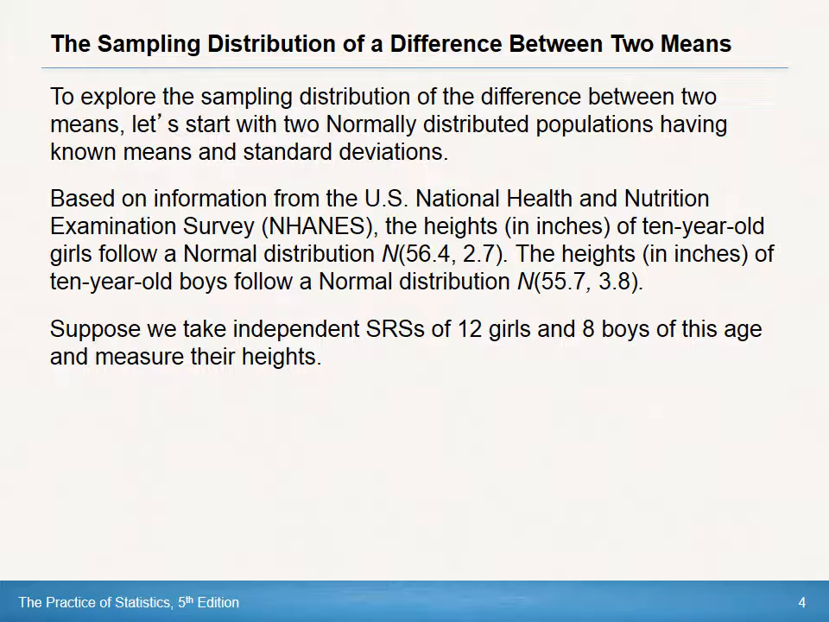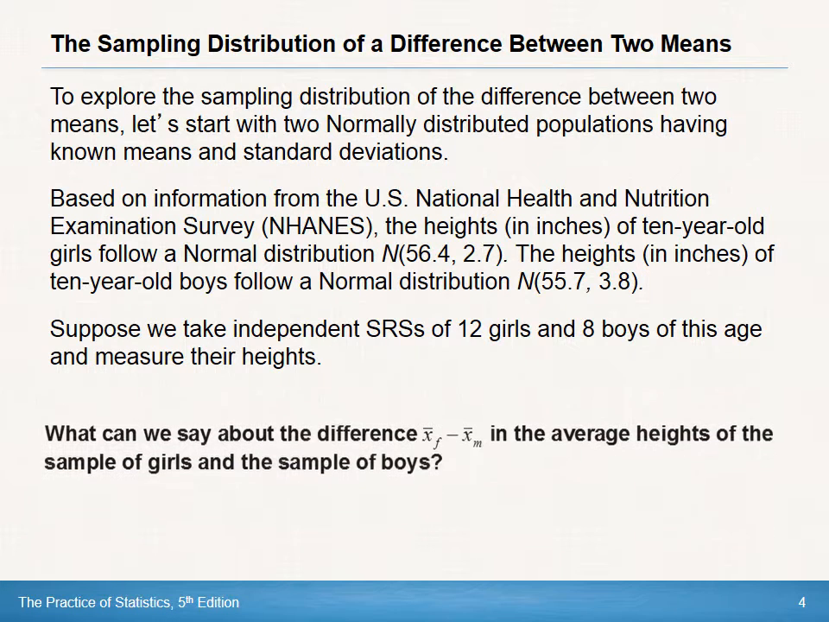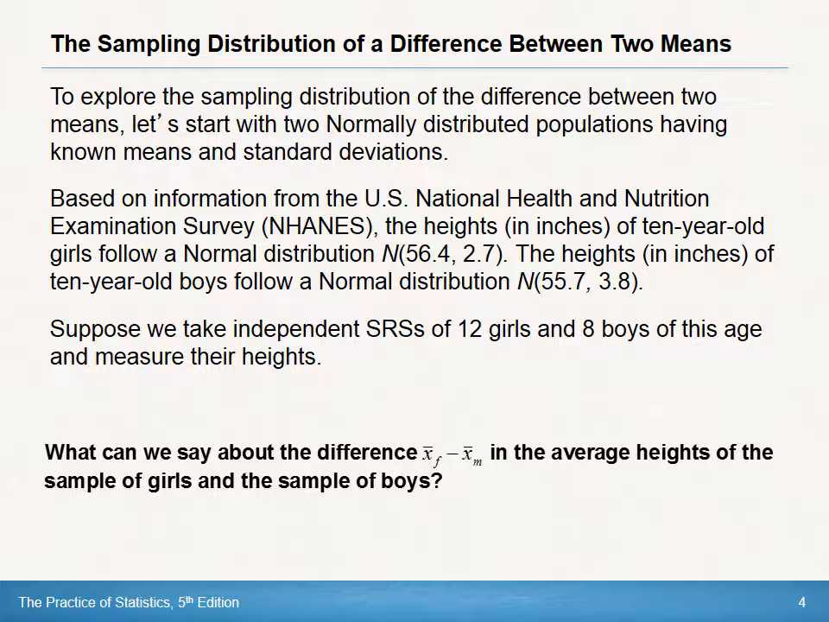Suppose we take an independent simple random sample of 12 girls and 8 boys of this age and measure their heights. What can we say about the differences in the average heights of the sample of girls and the sample of boys? They're using F and M for female and male.